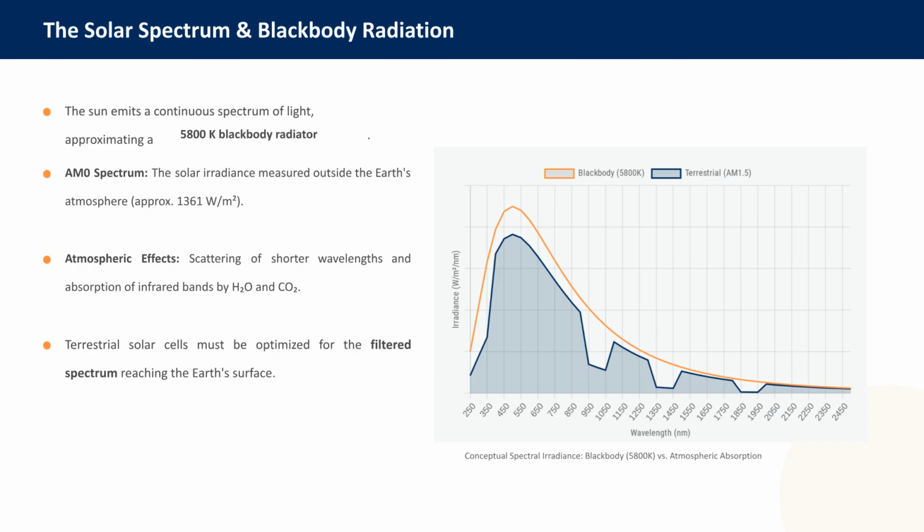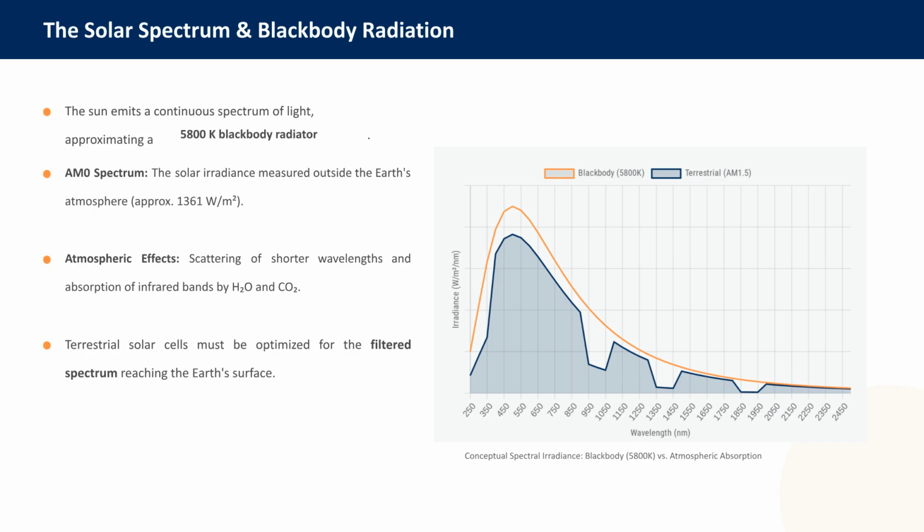However, the smooth blackbody curve is an idealization. The actual spectrum measured in space, just outside the Earth's atmosphere, is called air mass zero, or AM0. We use this spectrum to design solar cells for satellites. But terrestrial solar cells, the ones on our rooftops, must deal with the Earth's atmosphere.